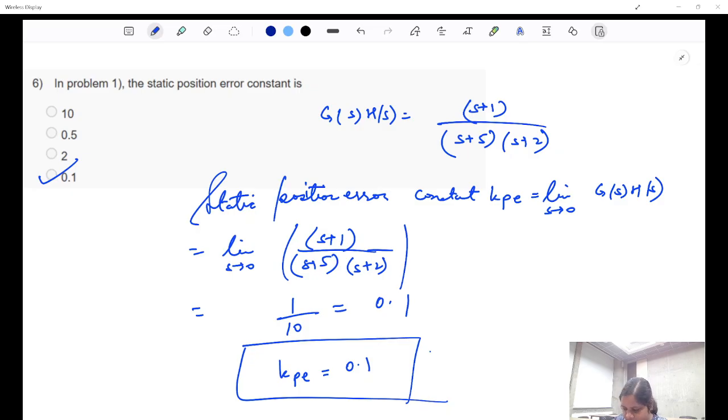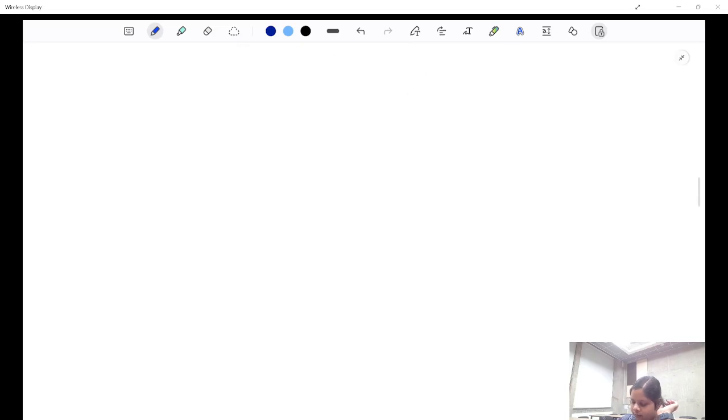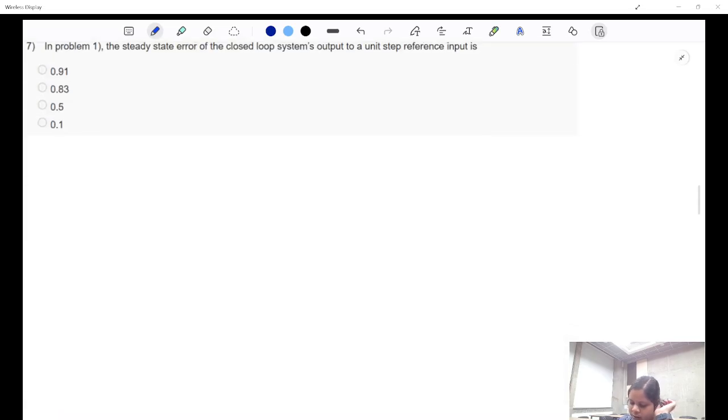So how do we define KP, how do we define KV, how do we define KA? All of them are really important, and you have to get well versed with type 0, type 1, type 2 and type 3 systems.